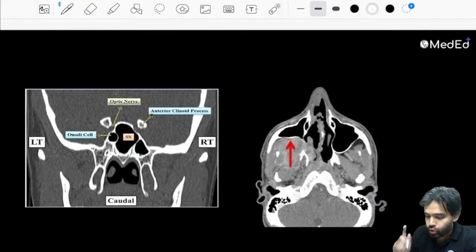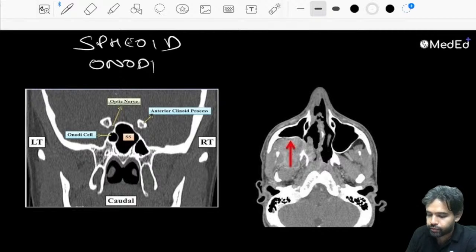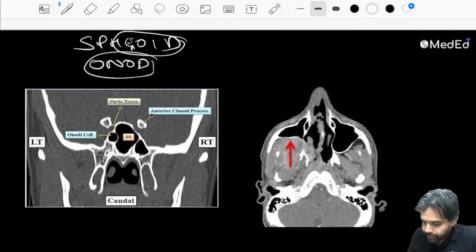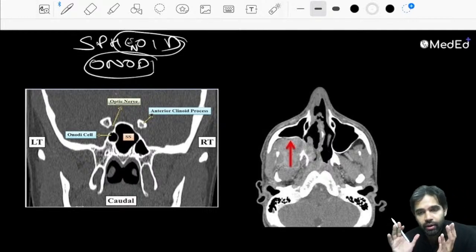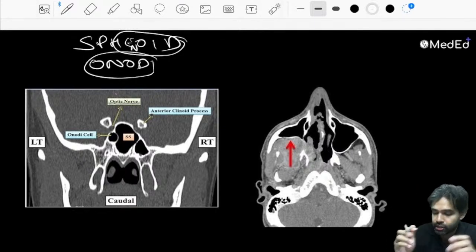Okay, now Onodi cell is on the other end, seen in the sphenoid, and it's very easy to remember. You look at the word sphenoid and you look at Onodi. Half of the sphenoid word is already there rearranged, only that S and H are not there. Okay, the SPH. Otherwise, if you look at the sphenoid, sphenoid ka ENOID makes the ONOD. That's how I used to remember it. But ONOD makes it sound like sphenoid. It is a cell within the sphenoid sinus.